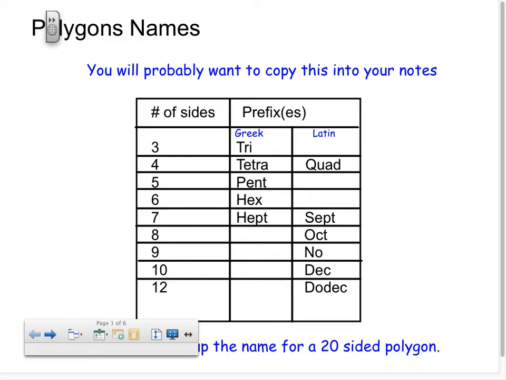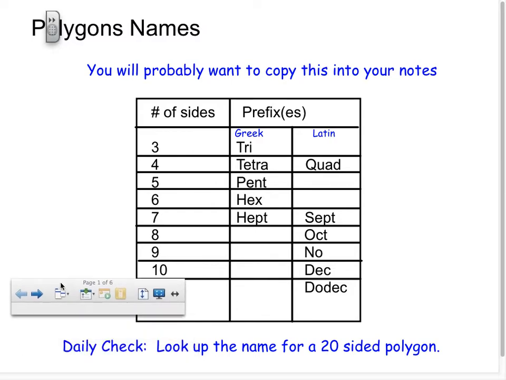8 sides, now we go strictly with the Latin, is an octagon. 9 sides is nonagon. No is the prefix for 9. 10 sides, decagon. 12 sides is a dodecagon. Do is the prefix for 2, so 2 and 10 agon essentially. So all these different names.